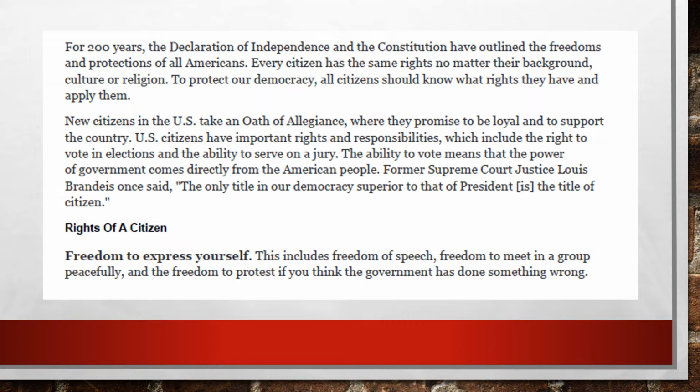So that whole section right there is telling you what the freedom to express yourself is, and you're able to kind of say what you think, and you're able to protest even if the government has done something wrong in your eyes.